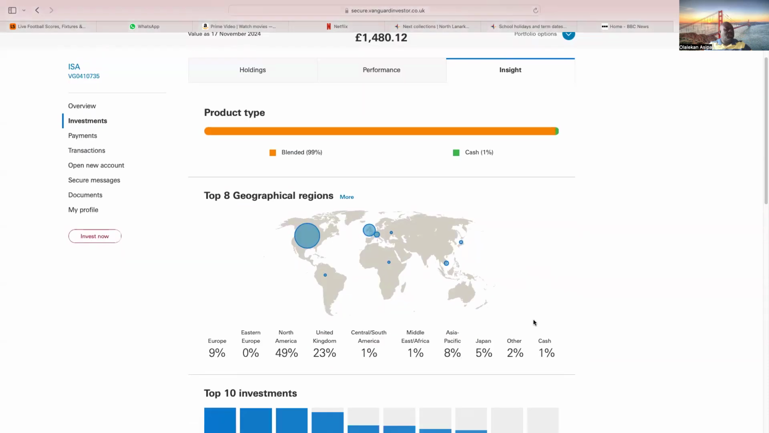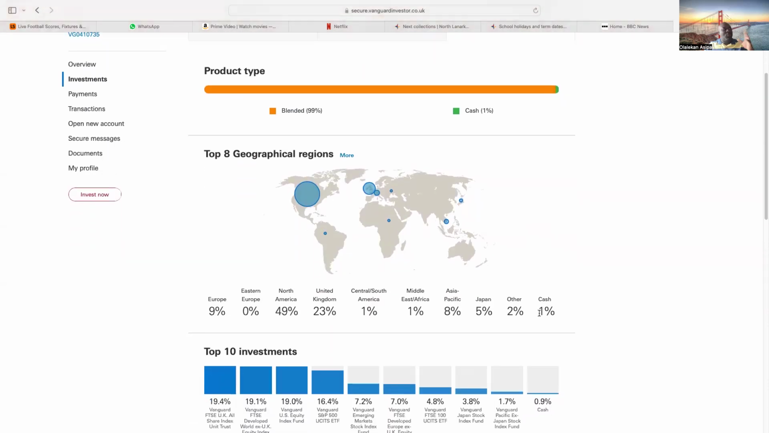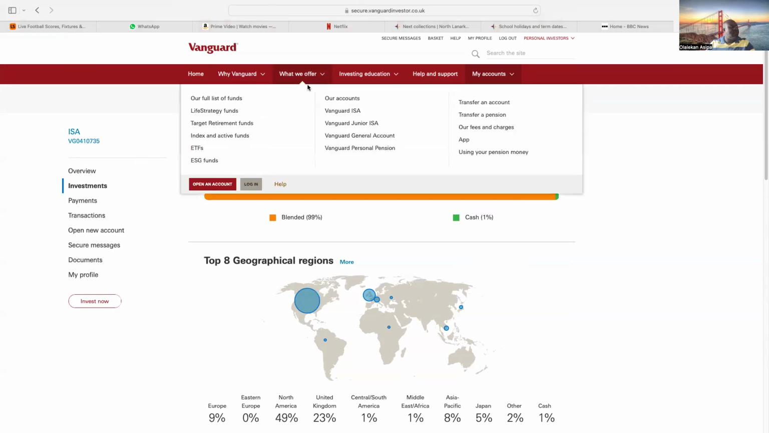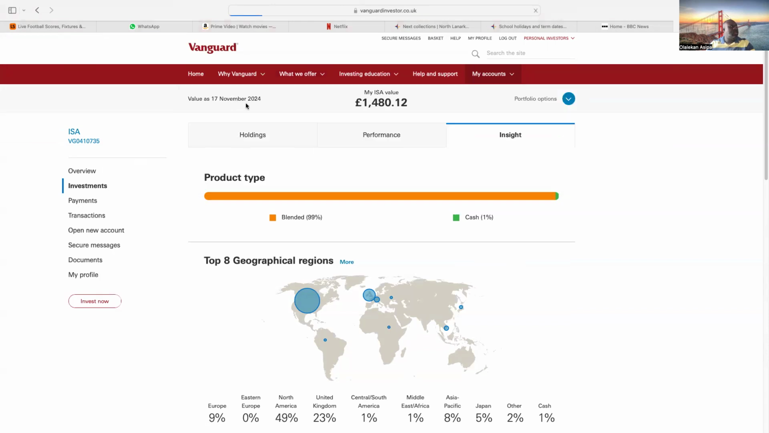Because this is the issue, people say invest, but which one? Which one should you go for? Anyway, so that is that. But in addition to that, more recently, I've heard people talk about the S&P 500. So let's quickly go into that.